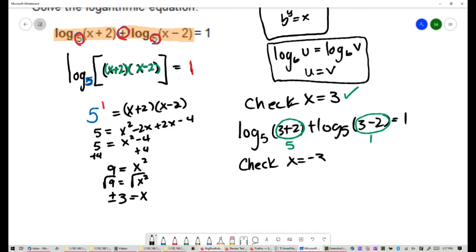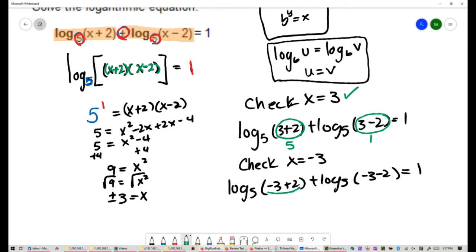x equals negative 3. Log base 5 of negative 3 plus 2 plus log base 5 of negative 3 minus 2 equals 1. Negative 3 plus 2 is a negative 1. And log of a negative is undefined. Negative 3 minus 2 is negative 5, and log of a negative is undefined. So negative 3 cannot be a solution to this equation because it produces these undefined portions. So we have to throw that solution away. The only solution to this equation is x equals 3.